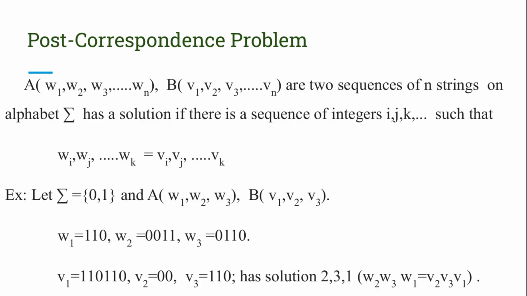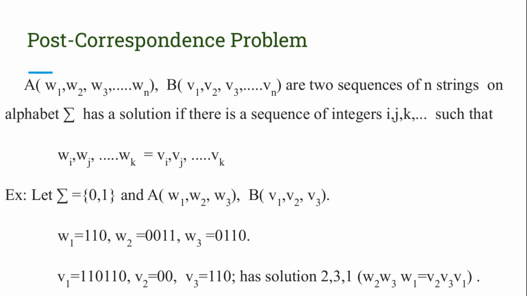Post correspondence problem. Let A = w1, w2, w3, etc., wn and B = v1, v2, v3, etc., vn be two sequences of n strings on alphabet Σ. Then it has a solution if there exist integers i, j, k such that wi, wj, etc., wk equal vi, vj, etc., vk.